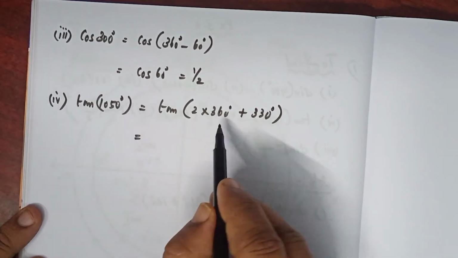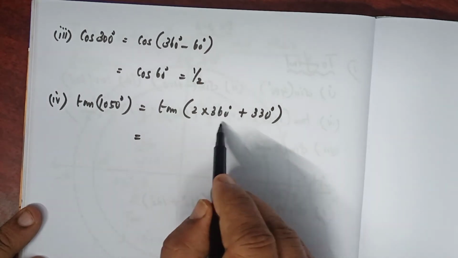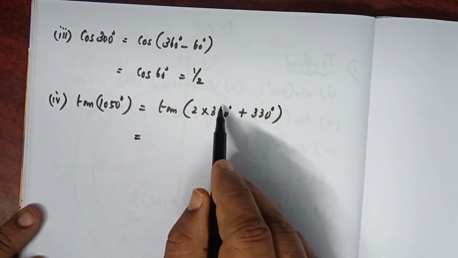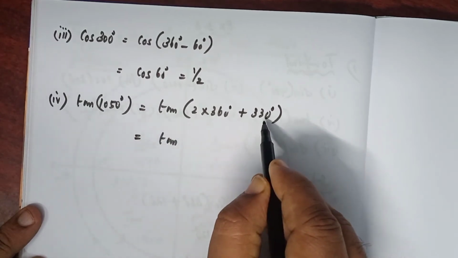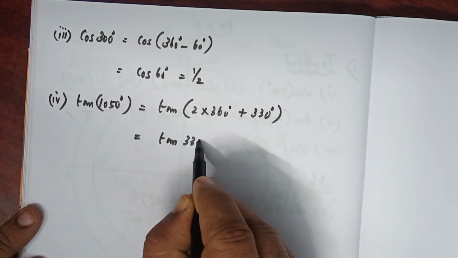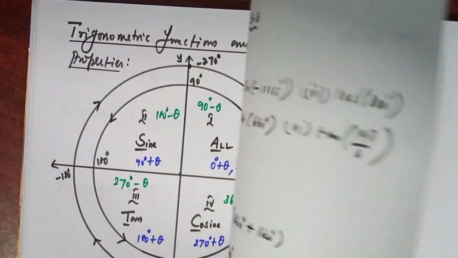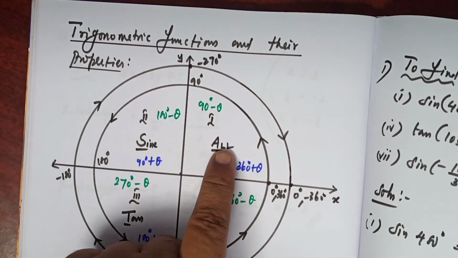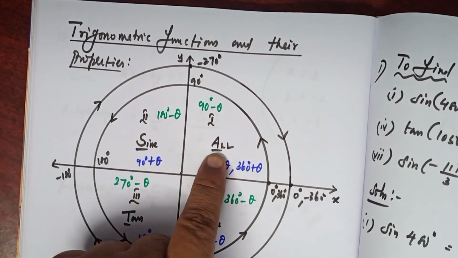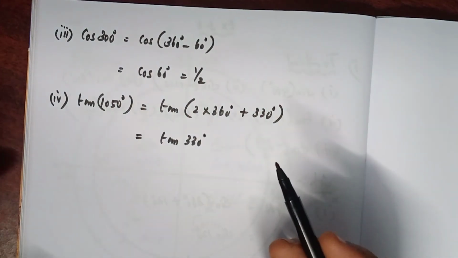Now what is the angle here? Even though it is a double rotation, you have to consider this angle only, 360 degrees. For 360, tan becomes tan, no change at all. What's the angle here? 330 degrees. After that, 360 plus lies in which quadrant? The first quadrant. Everything is positive, therefore tan is positive, so it is also positive.